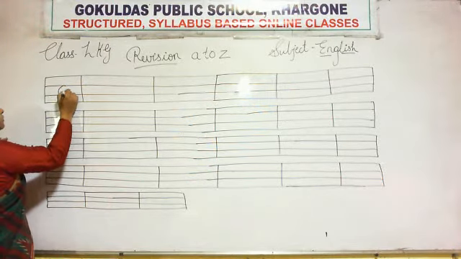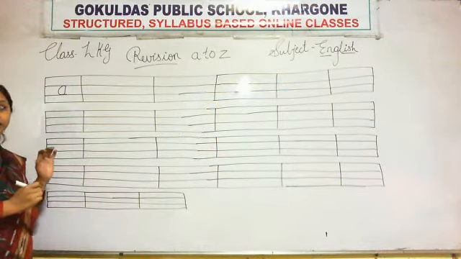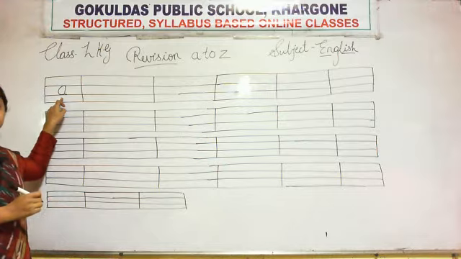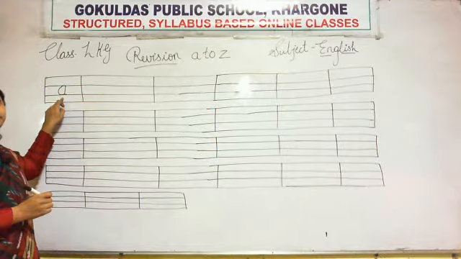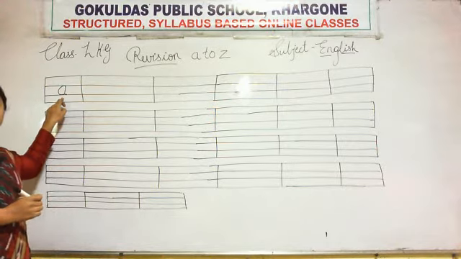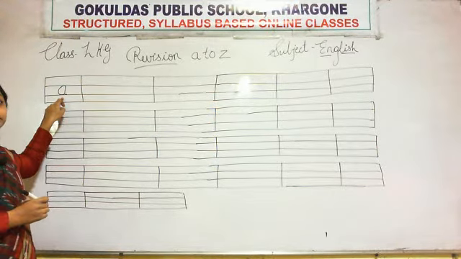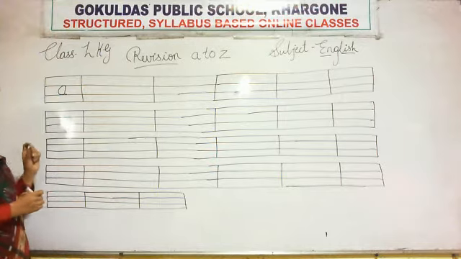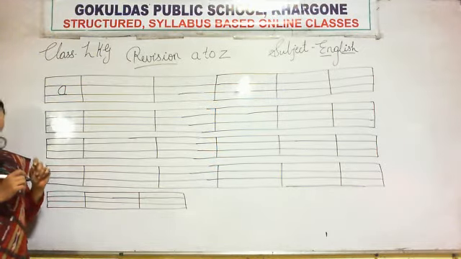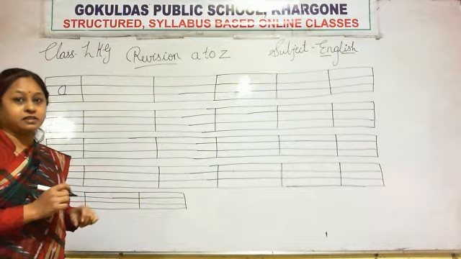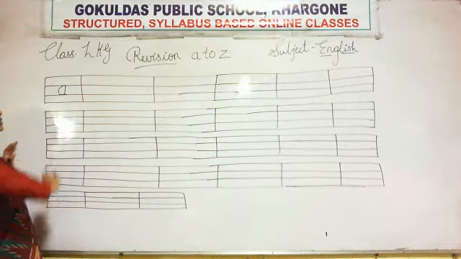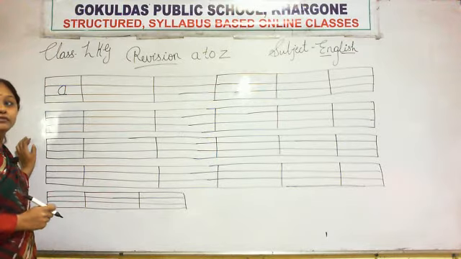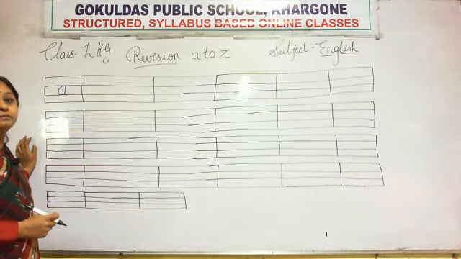Yes. Curve, standing line and a small tail of a. Okay? Small a. Written? Done? Write neatly. Don't do overwriting and don't write out of the lines. Okay? A. After A, which letter will come?